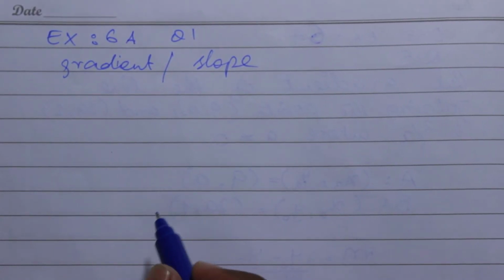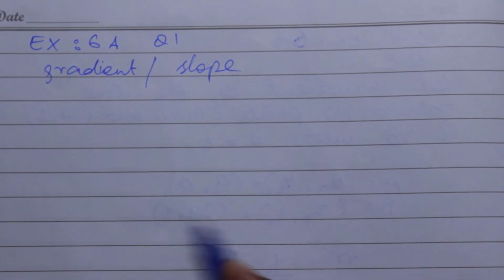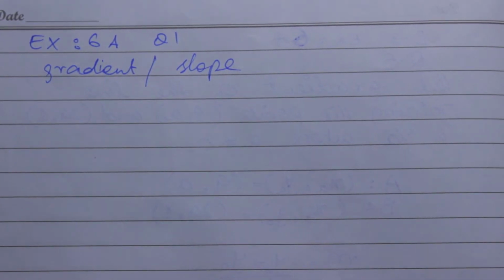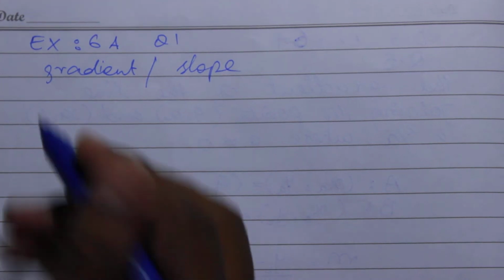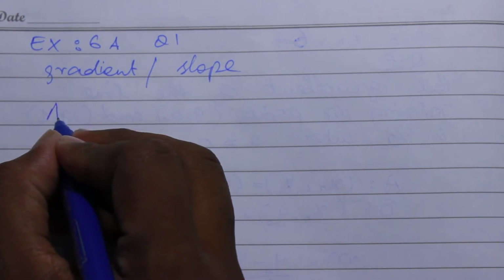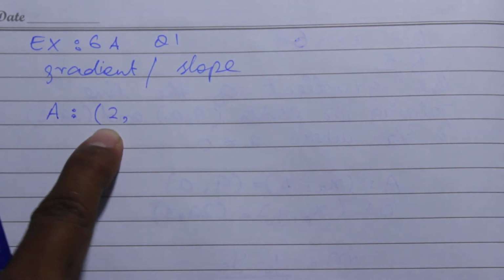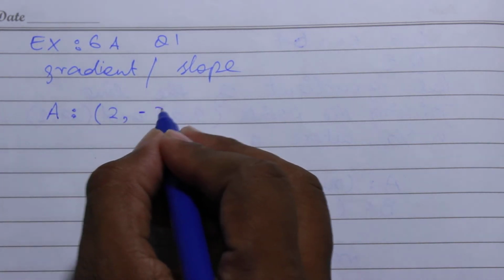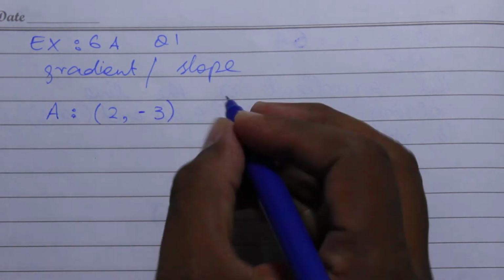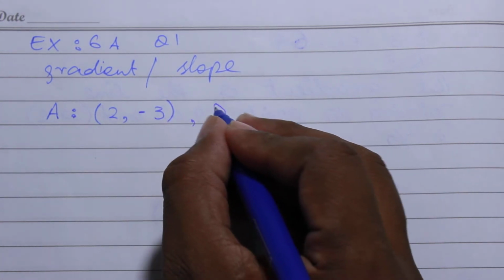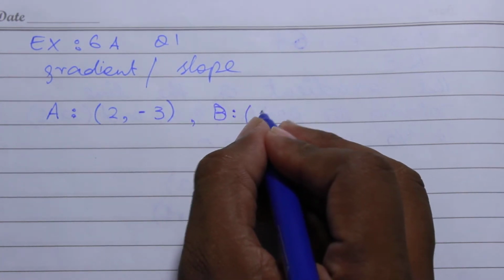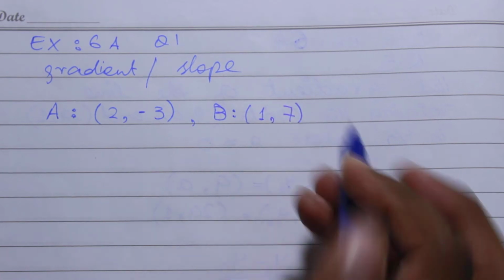So first of all you will be given 2 points, and maybe you are not given 2 points, you are given 1 point, and maybe the slope is given. So in this question you are given, like, this is the x coordinate, this is the y coordinate, then the second point is 1 and 7.